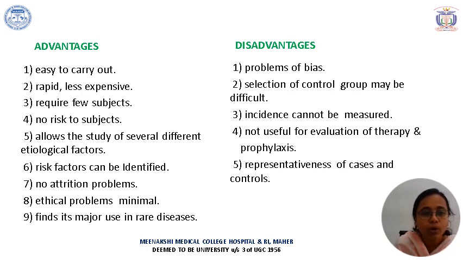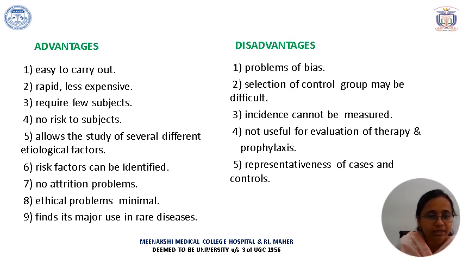Coming to the advantages, the case control study is easy to carry out, because we don't need to follow up for a certain duration. If we select the people, we are able to collect the data retrospectively. Next, it is rapid, and it is less expensive compared to the cohort study. Next, it requires few subjects because it's a rare disease; we have only a few subjects to be tested compared to the cohort study. And there is no risk to the subject because we are not doing any intervention. We are just following up the patients.